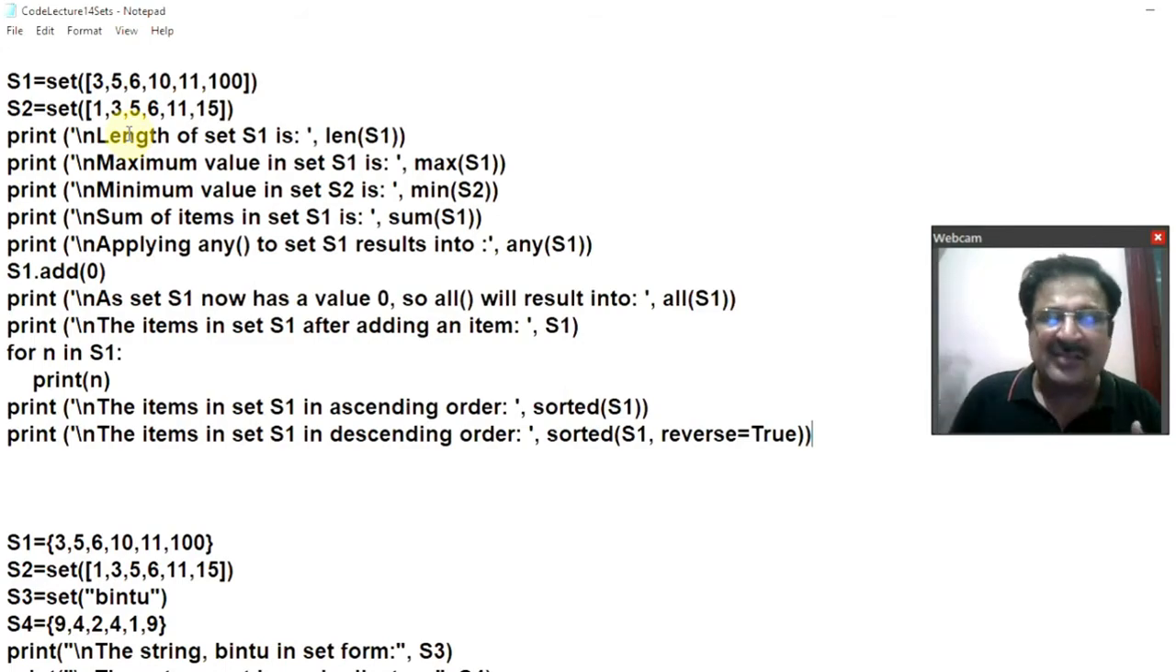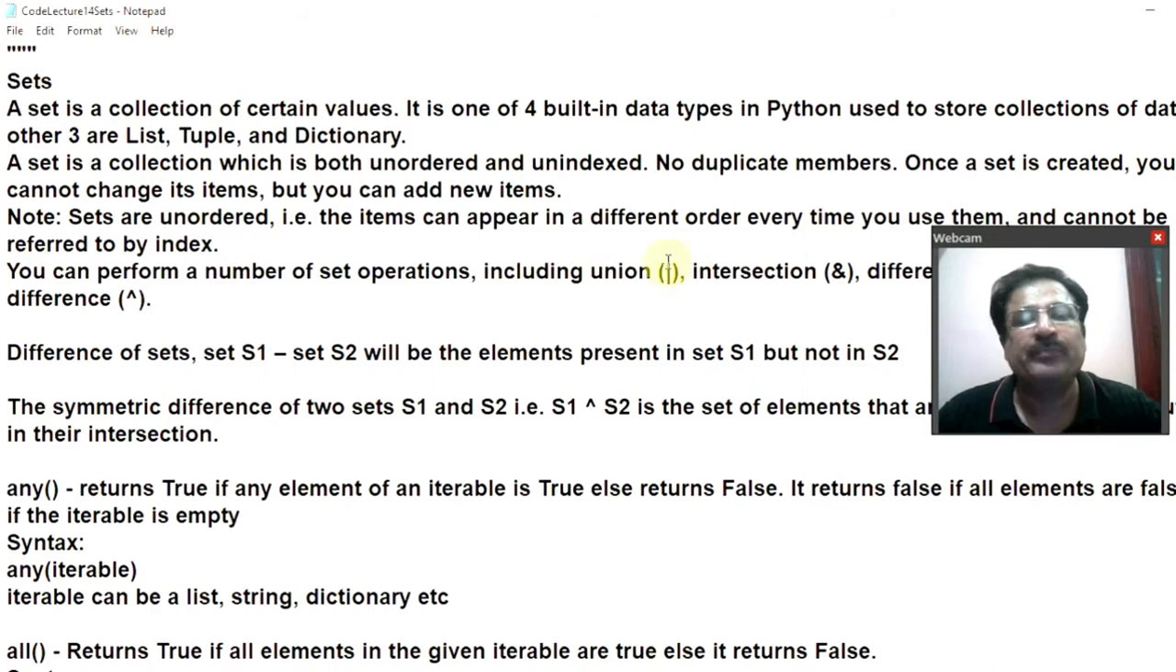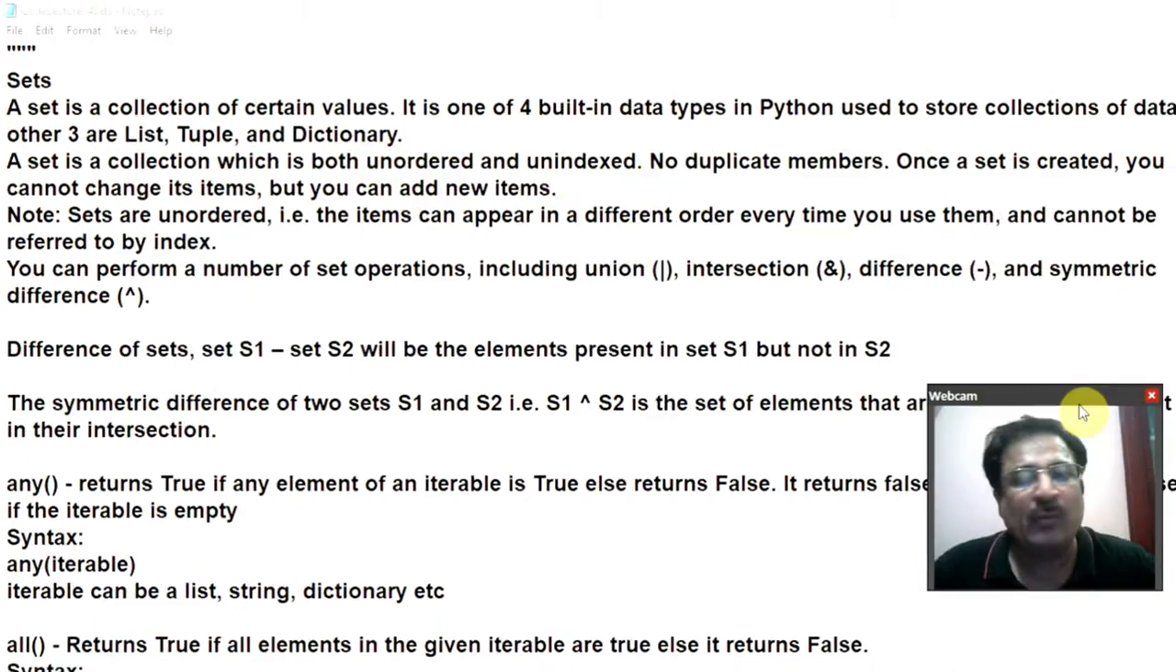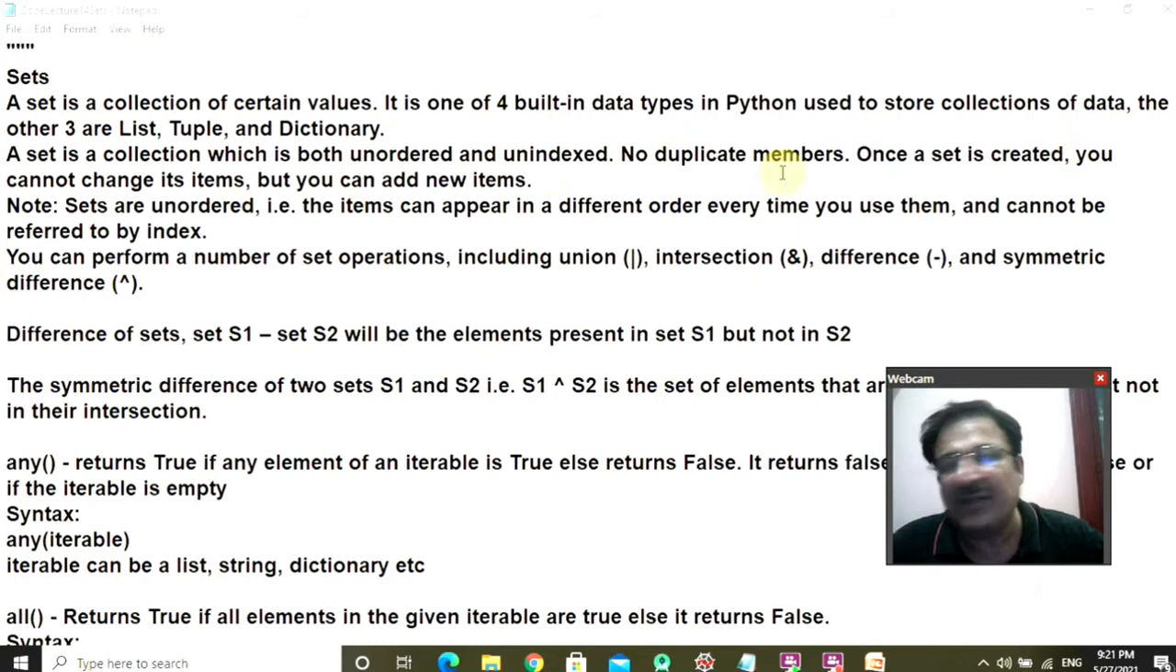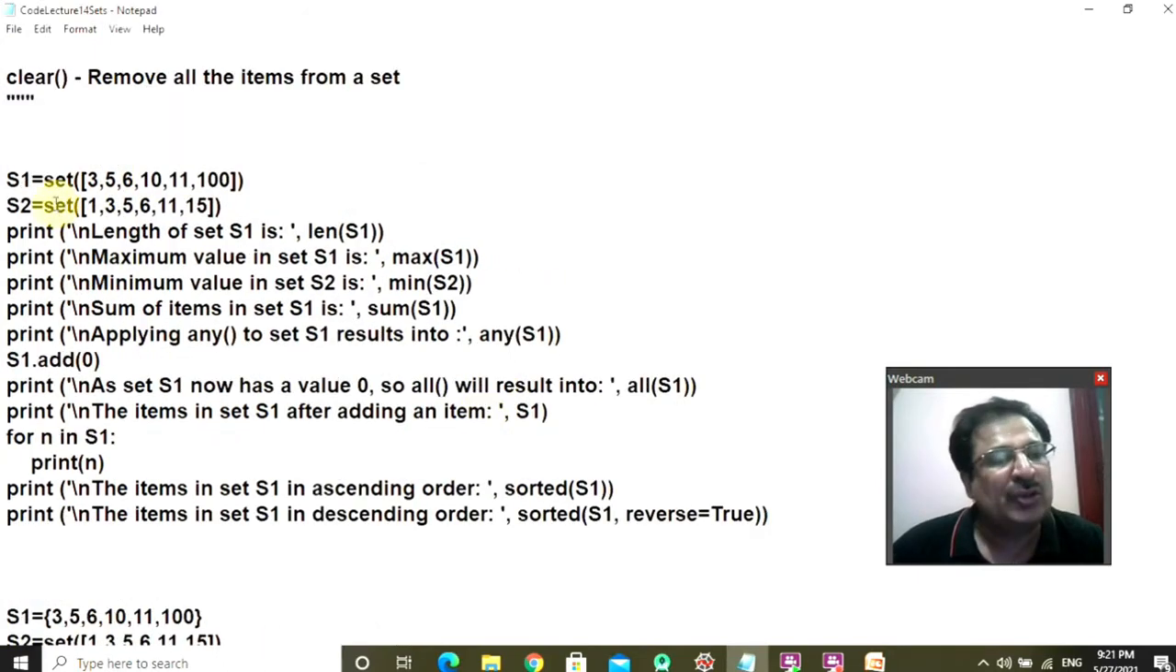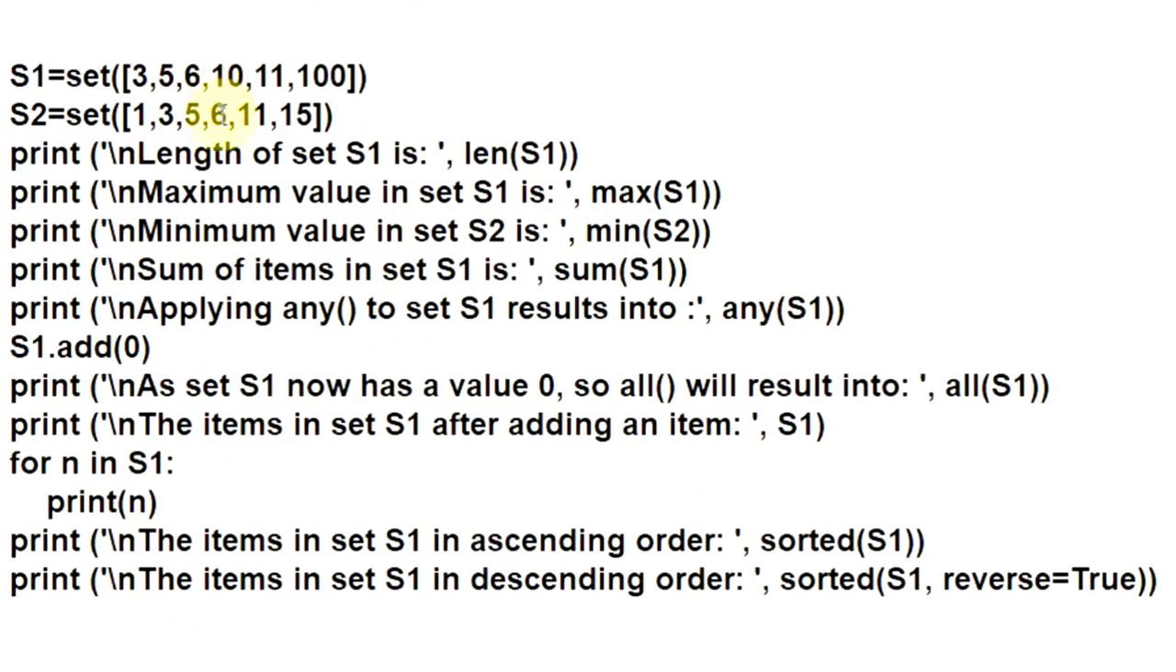Secondly, the set doesn't allow duplicate values. This is the complete definition of a set. It is one of the four built-in data types. The earlier three were list, tuple, dictionary. It is unordered and unindexed, okay? And one thing more, once a set is created, you cannot change its items, but you can always add new items to it, right? So these are the two sets S1 and S2. If there are duplicate values, they will be displayed only once. The duplicate values will be deleted.